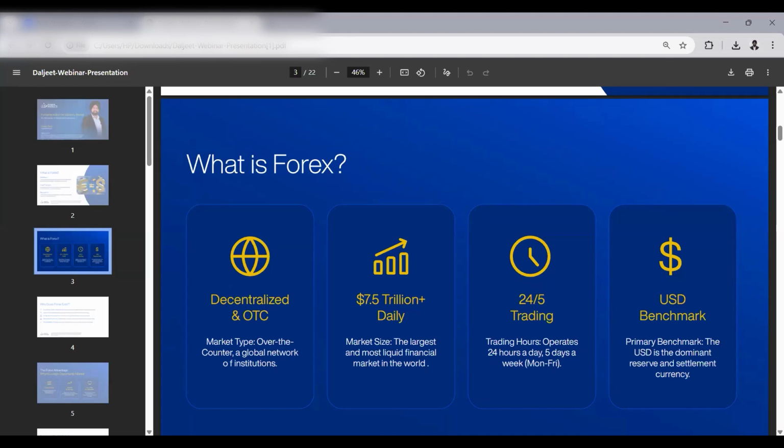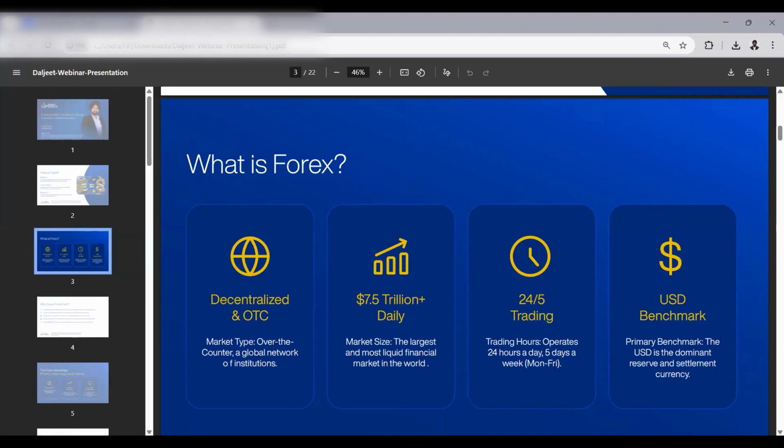The biggest advantage of this market is that it is open 24 by 5 and 24 by 7. It is 24 by 5 in terms of currencies and commodities, and 24 by 7 when we include crypto. And the most important thing: in the complete forex market, the USD is the benchmark. Wherever forex trading is happening, the base currency is basically USD, because it is the currency universally accepted by the majority of countries across the globe.